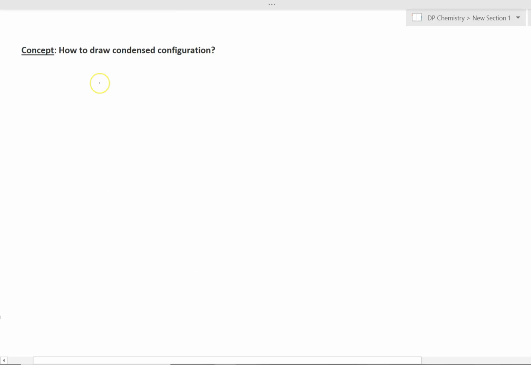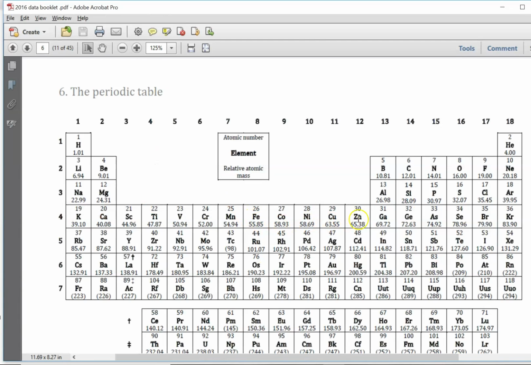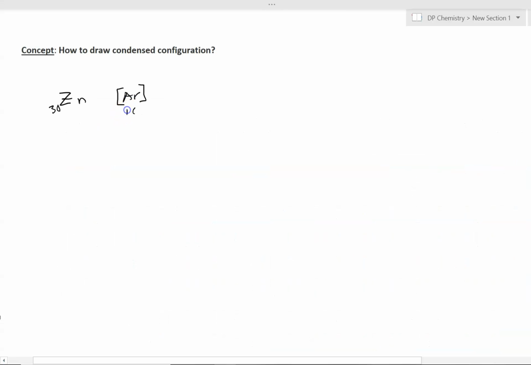Another concept we have to look at is how to draw condensed configuration. So to draw condensed configuration, for example, you're trying to find it for zinc. You will notice 2 things. One is the atomic number, which is 30. And two is which noble gas comes directly before zinc. In this case, you go one period up, the noble gas is argon with 18 protons. Now argon has 18, so 30 minus 18 means you have 12 extra electrons.